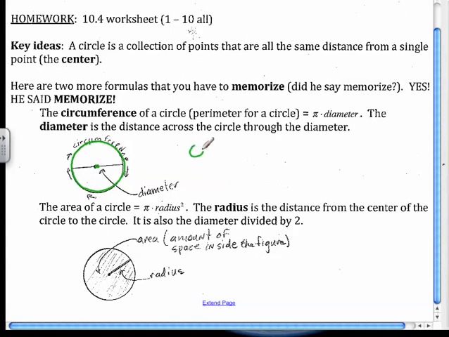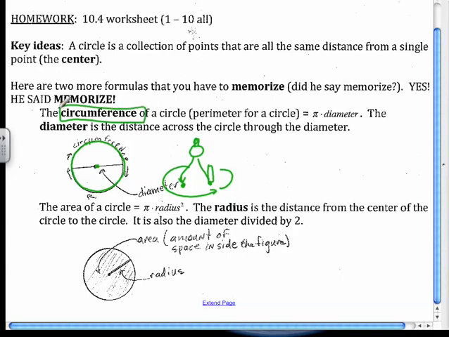So when you've used a compass before, and I know a lot of you guys have, right? This one has a point on one side and a pencil on the other. This is the center here, and then as you spin it around, it goes around the circle and comes back. As you spin it around, it's marking all the points that are the same distance from the center. Okay?